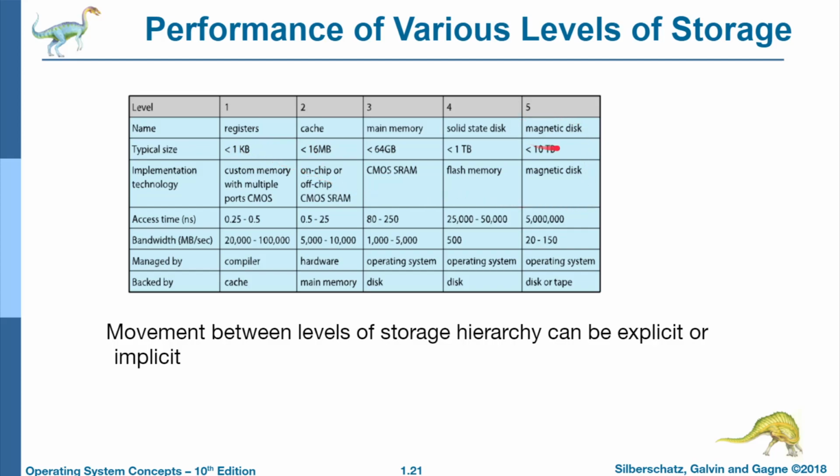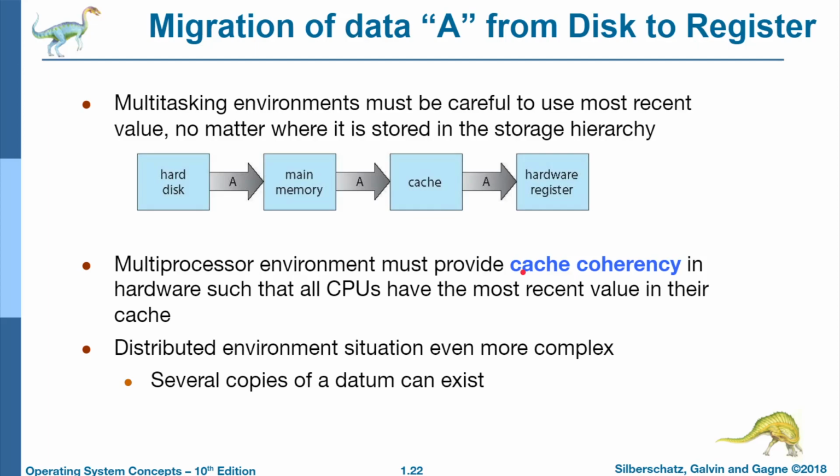Now, magnetic media can include disk or tape. So there's lots of different options when it comes to magnetic disk. Slower, but definitely much higher capacity. So what is this caching I keep talking about?